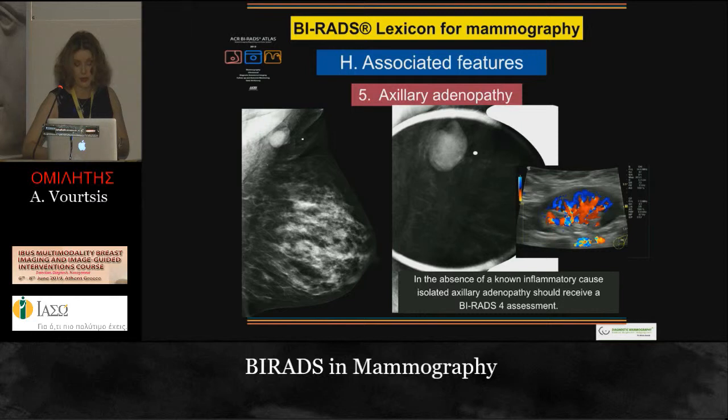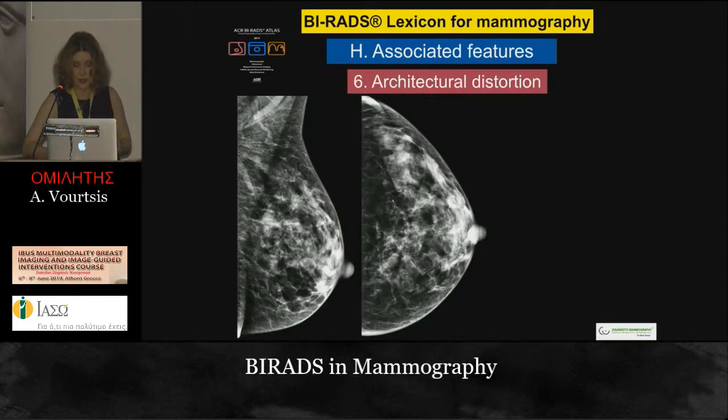Axillary adenopathy is also included in the associated features. In the absence of a known inflammatory cause, isolated axillary adenopathy should receive a BIRADS for assessment. However, in screening, a solitary axillary adenopathy is classified as BIRADS 0 because it needs further evaluation.